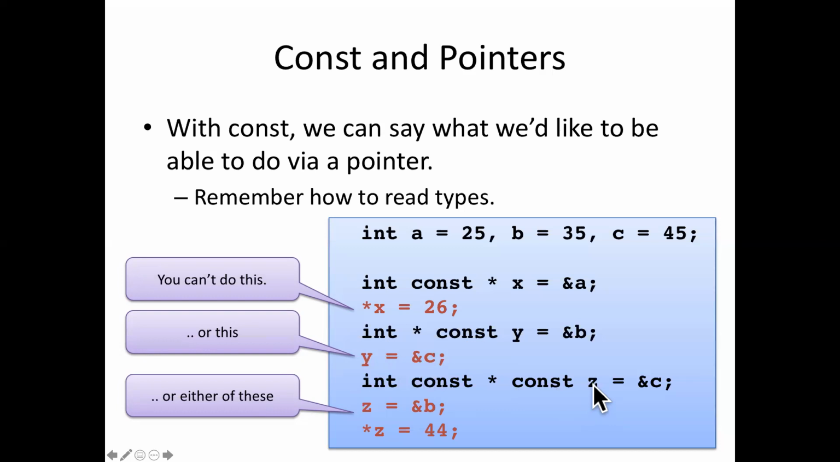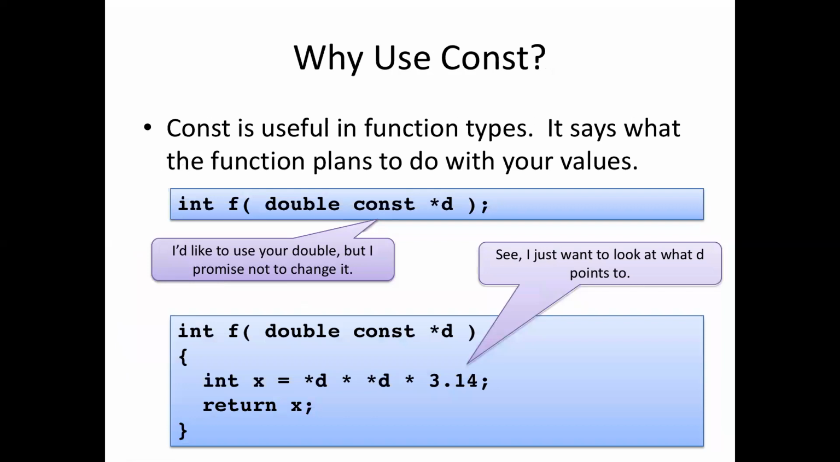You can have both. Z is a constant pointer to a constant integer. And that means you can't change where Z points. You can't make it point to a different integer. And you can't change the contents of the integer it points to. Like I hinted at a moment ago, this shows how this works. But even this, why would you want a pointer that you could do less with, where you restricted what you could do? And here's why this is handy.